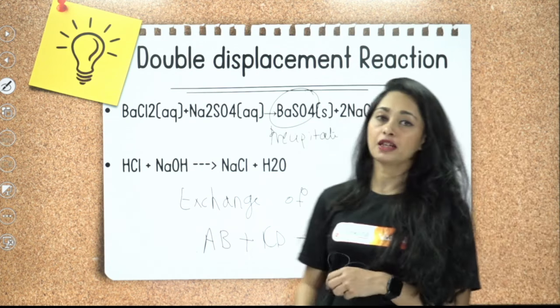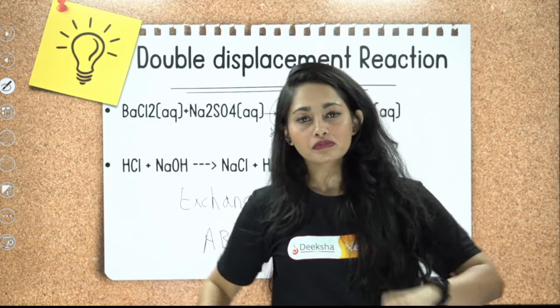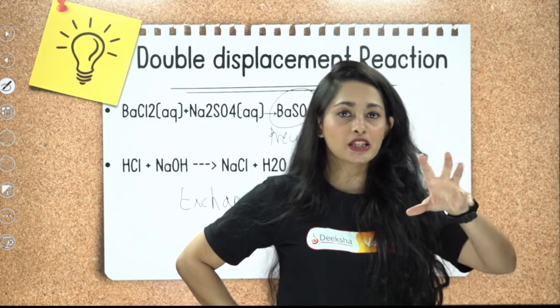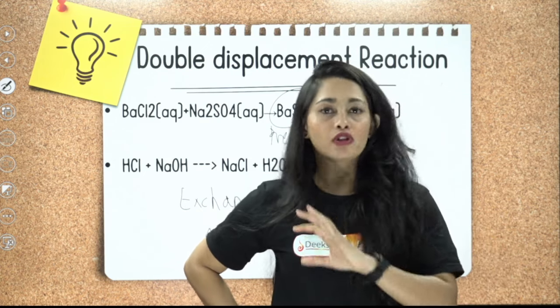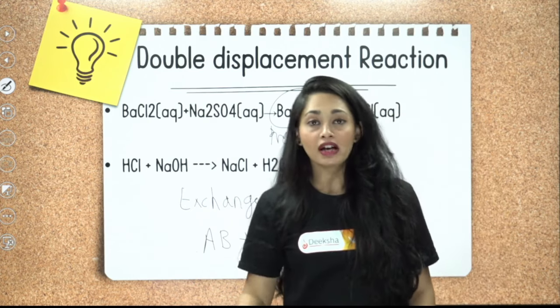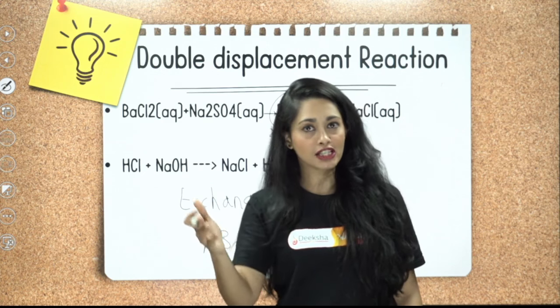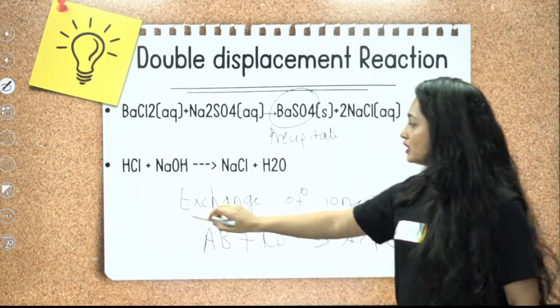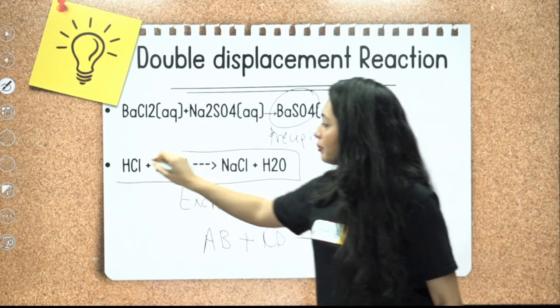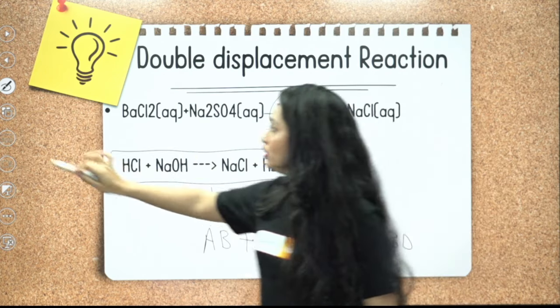So there is a misconception about double displacement reaction. It says that double displacement reactions are always precipitation reactions. True or false? It's actually false, because only when a precipitate is formed, we consider it as a precipitation reaction. Not all double displacement reactions are precipitation reactions, mind you. So this is a double displacement reaction, but there is no precipitate here. Okay. Moving on to the next one.